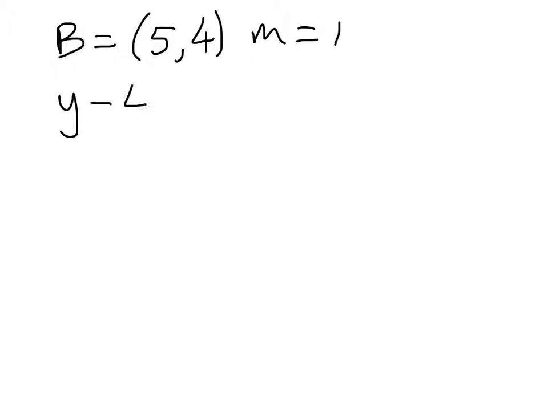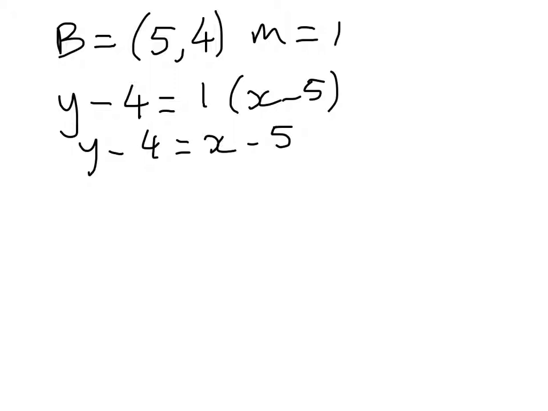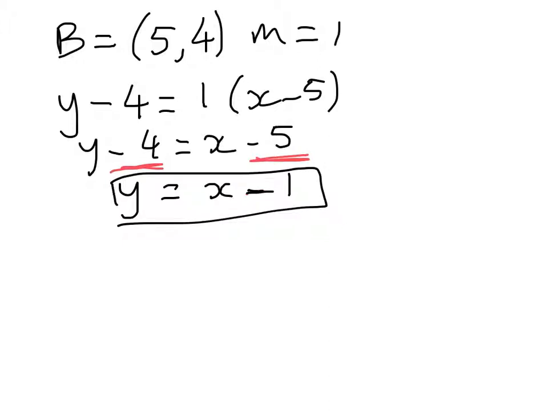So we know our slope is 1, and we're going through points B and D. I will use point D here. Point B here. So we've got y minus 4 is equal to 1 times (x minus 5). Y minus 4 equals x minus 5. I'm adding 4 to both sides, so it's y equals x minus 1. Okay, so that's one way to go.